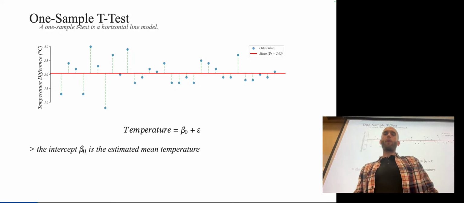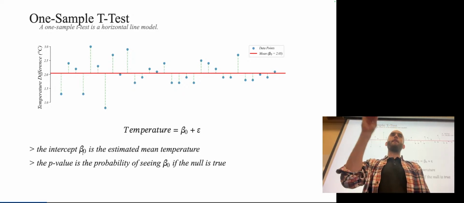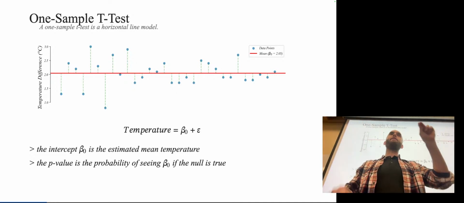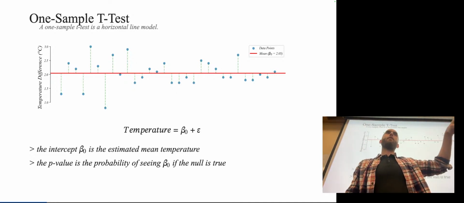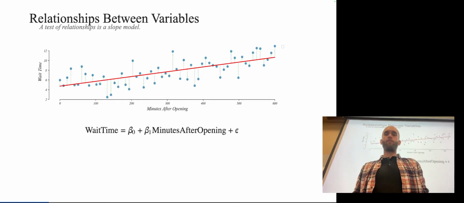So we go through and we perform a fitting of this regression model. Beta 0 is the estimated mean temperature. And then we see a p-value, which tells us the probability that we see something as extreme as beta 0 given the null hypothesis. And this allows us to make claims about how likely we would expect the null hypothesis to be. So this is an incredibly powerful approach. We built a lot of our scientific apparatus on top of it.